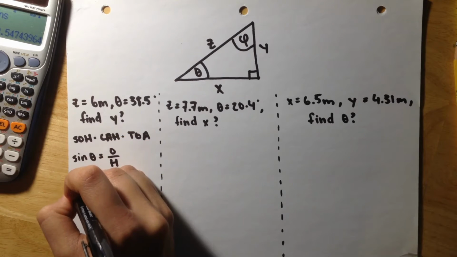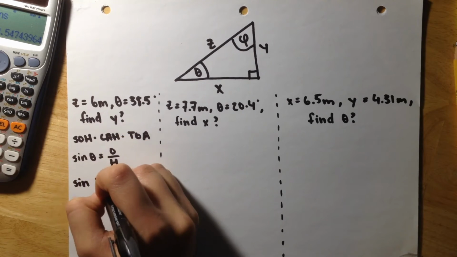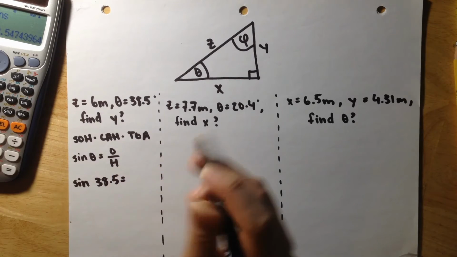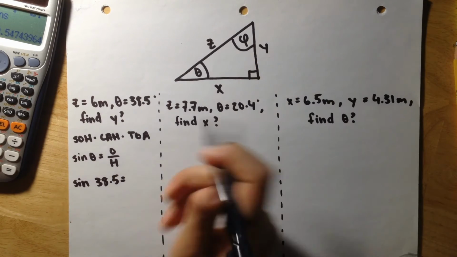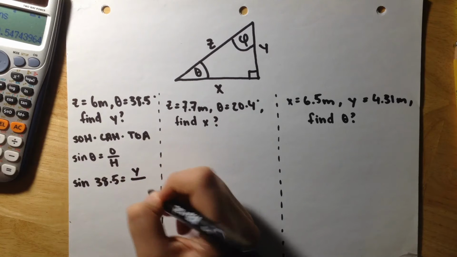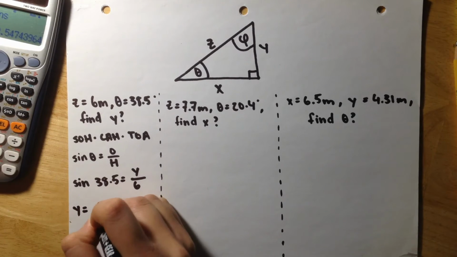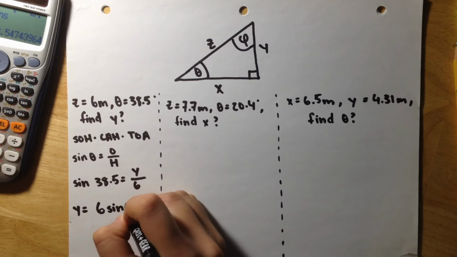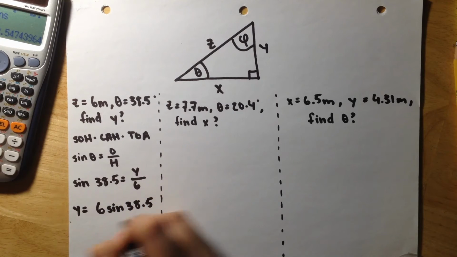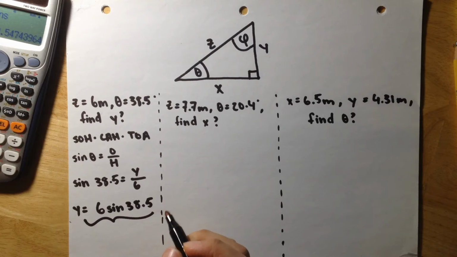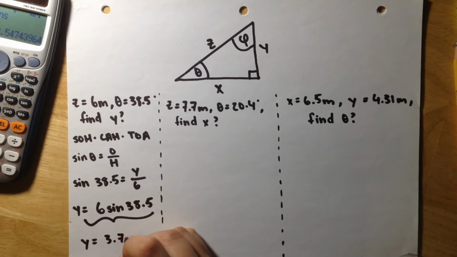So sine of 38.5 is equal to opposite, which we need to find, over the hypotenuse, which is 6. We can rewrite this. y is equal to 6 times the sine of 38.5, and plugging that into the calculator, we solve. y is 3.74 meters long.